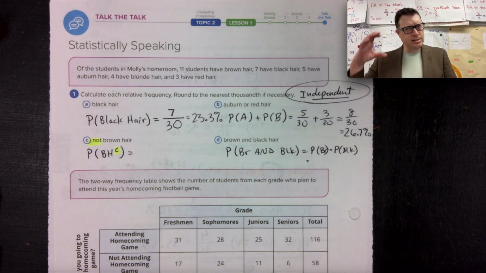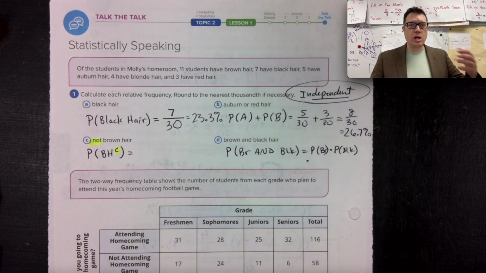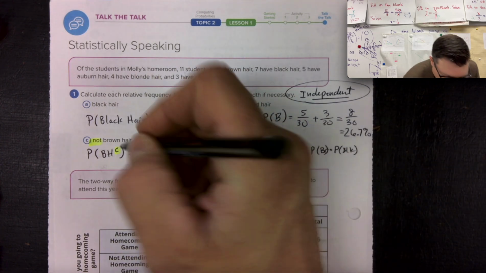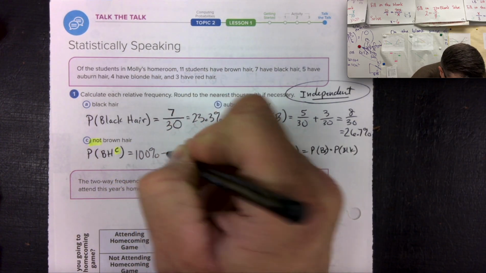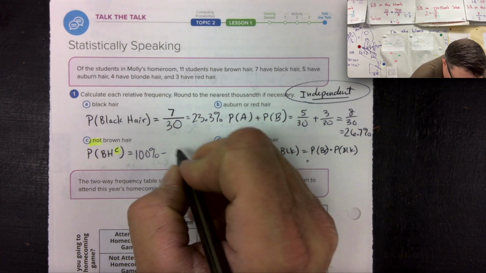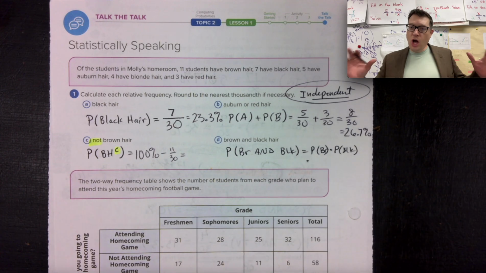Now, for not brown hair, we're going to say not, and then I'm going to use a little exponential C as our probability notation for not. It means everyone else. 100% of the students in this situation have hair of various colors. Take away the probability that have brown hair, so minus 11/30ths, and you get the probability of not brown hair.